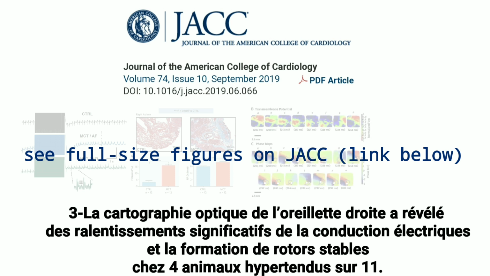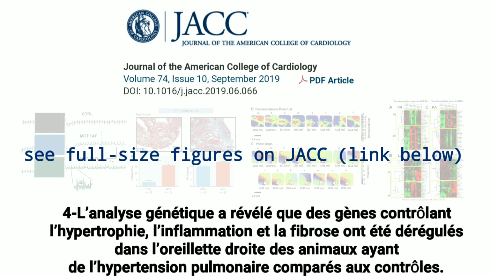Observation number 3. Optical mapping revealed significant rate-dependent right atrial conduction slowing and rotor activity, including stable rotors in 4 of 11 pulmonary hypertension rats. And finally, observation number 4. Transcriptomic analysis revealed differentially enriched genes related to hypertrophy, inflammation, and fibrosis in the right atrium. This in the pulmonary hypertensive rats as compared with the controls.